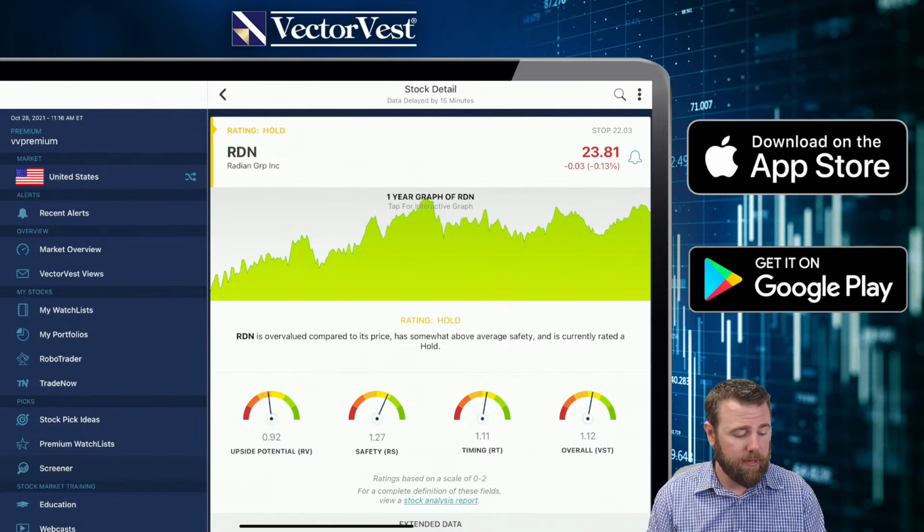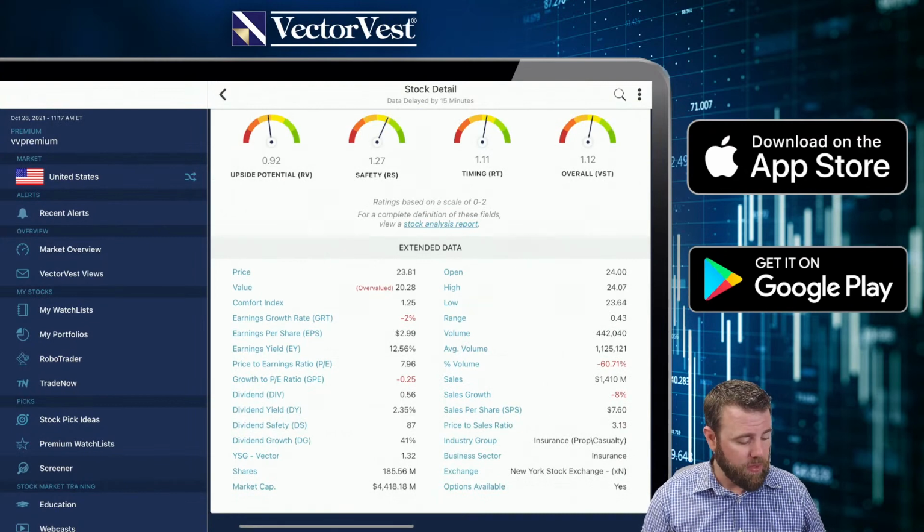Timing, slight uptrend. Overall, the stock has been steadily rising actually, but not at an extreme pace. You know, it's a nice, consistent, steady play. So overall, the stock's definitely favorable. Looking at the YSG factor, 1.32, favorable dividend as well. Therefore, definitely going to meet that conservative criteria we're looking for.